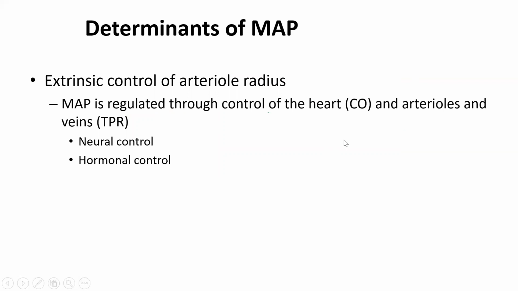Okay. So let's go through some of those determinants of mean arterial pressure individually and speak about how they have a separate role or separate influence on mean arterial pressure. And so we know that mean arterial pressure is regulated through the control of our cardiac output and the control of our arterioles, which is then influencing total peripheral resistance. And so there are neural controls involved there as well as hormonal controls involved. And these are all extrinsic controls of our arterial radius, right? So basically external factors that influence the state of that smooth muscle that lines our arterioles.